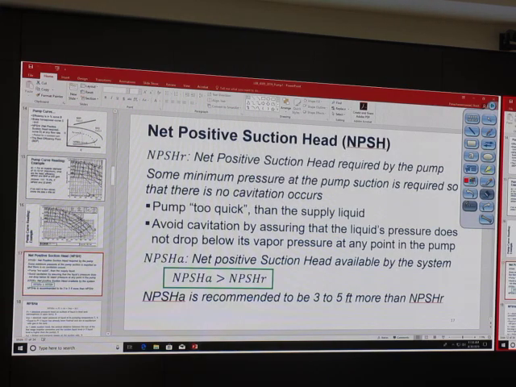What else? NPSHA, what is the full name for that? NPSHR, what is the full name for that? What happens if NPSHA is more than NPSHR? Good things happen, you get flow. If NPSHR is more than NPSHA, it doesn't flow.